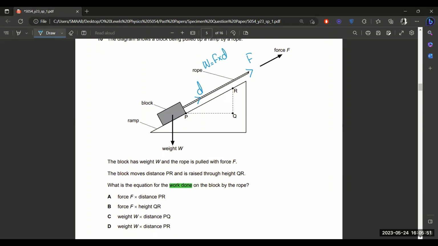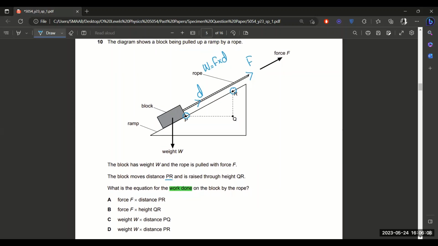Now check out the question. The block has weight W and the rope is pulled with force F. The block moves distance PR, that is P and R, and is raised through height QR. What is the equation for work done on the block by the rope? So now you need to calculate the equation for the work done.